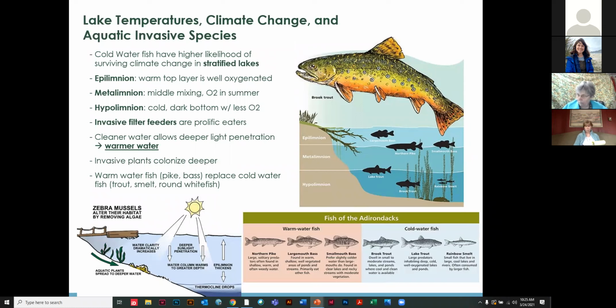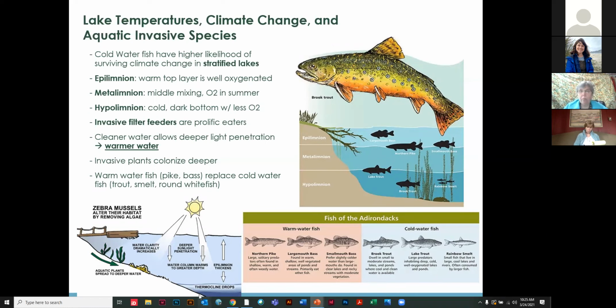So that dark color actually blocks a lot of light, which keeps it cold. When you have less light, things are colder. And so when you have these invasive bivalves and they're cleaning the water, you have deeper light penetration. So when you have deeper light penetration, you have warmer waters, and you lose that stratification where cold water fish hide out in different times of the year when waters are already warming due to climate change.